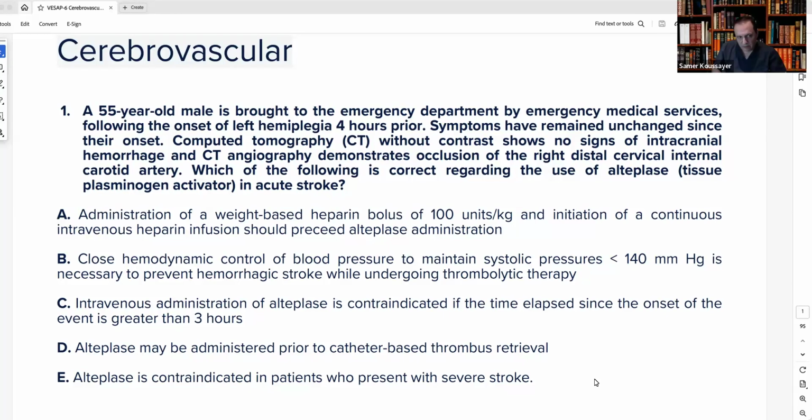Yes, you can give it before, and by the time you get him to the cath lab, you can give him IV alteplase, and then you do catheter-based thrombus retrieval, because sometimes it's not a clot, it's an atheroma. That's the reason why sometimes you need retrieval, to retrieve the plaque. It's not contraindicated in severe stroke, unless you do a CT scan and find hemorrhage. But if it's just severe stroke without intracranial bleeding, I don't think it's a contraindication.